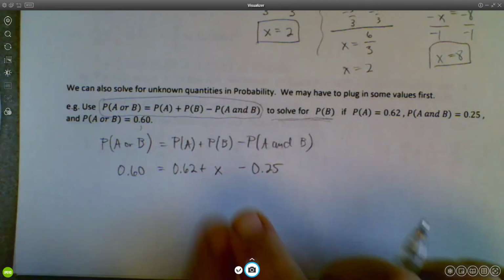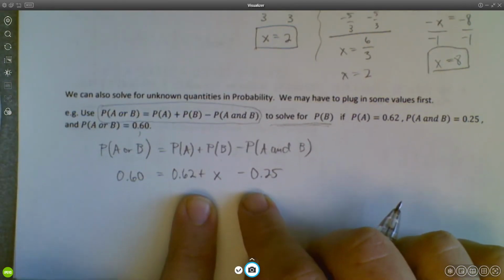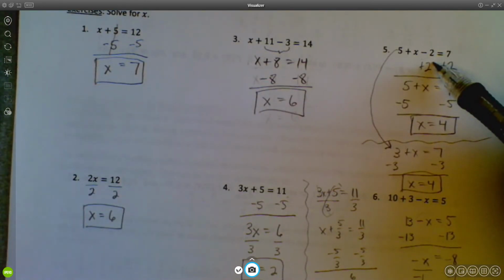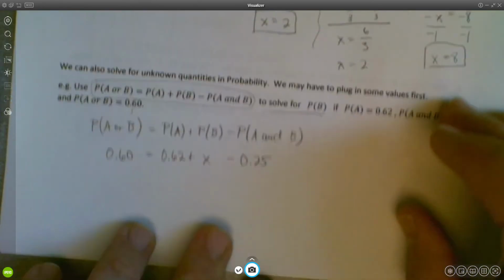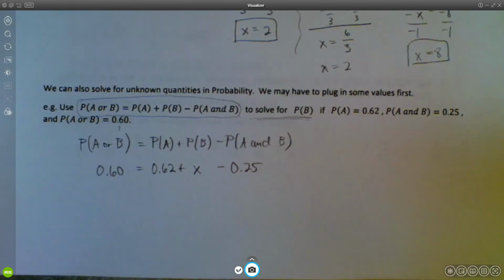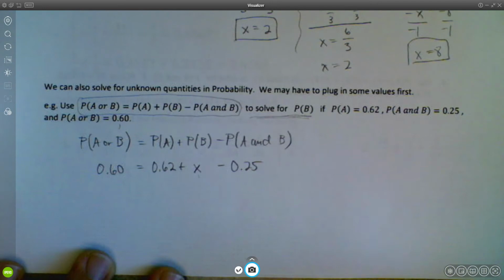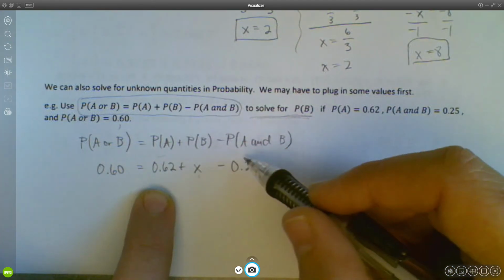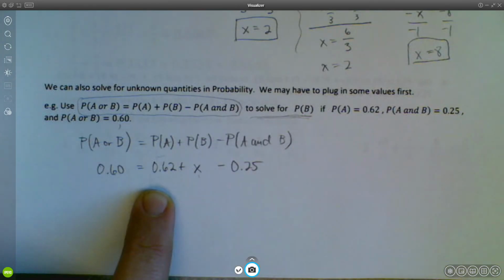Okay, and so now this is a problem that's very, very similar to number 5 up here. Only instead of whole numbers, we have some decimals. Don't let that freak you out. You're still going to solve this exactly the same way. We want to solve this for X. So I'm going to start off by combining these like terms. I have a positive 0.62 and a negative 0.25.